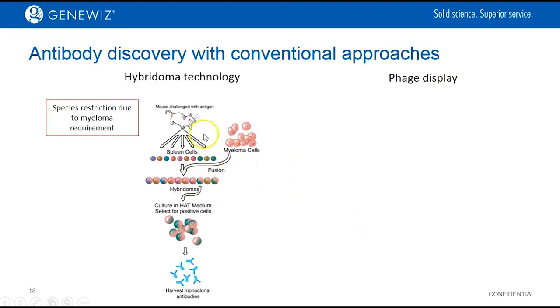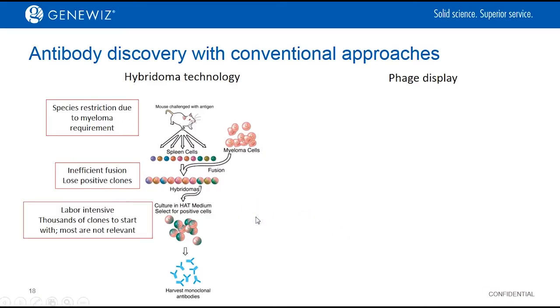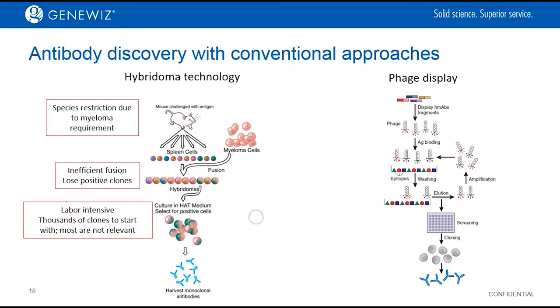Only mouse cells can be fused to myeloma. Other limitations are inefficient fusion, loss of positive clones, and the technique is labor intensive. In phage display, the antibody library is displayed on the surface of phages, and then the phages undergo multiple rounds of panning, elution, and amplification, and this leads to enrichment of the phages expressing antigen-specific antibodies. After screening and cloning, the antibodies are collected.